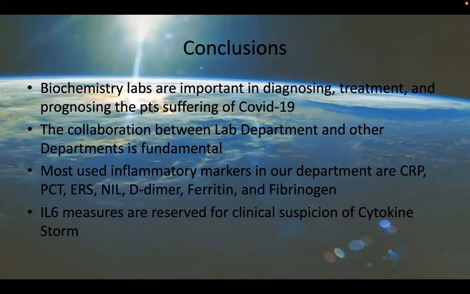In our experience, the most used inflammatory markers are C-reactive protein, procalcitonin, erythrosediment, neutrophil lymphocyte index, D-dimer, ferritin, and fibrinogen. And as I said before, the interleukin-6 measures are reserved only for specific cases in which we suspect the cytokine storm.